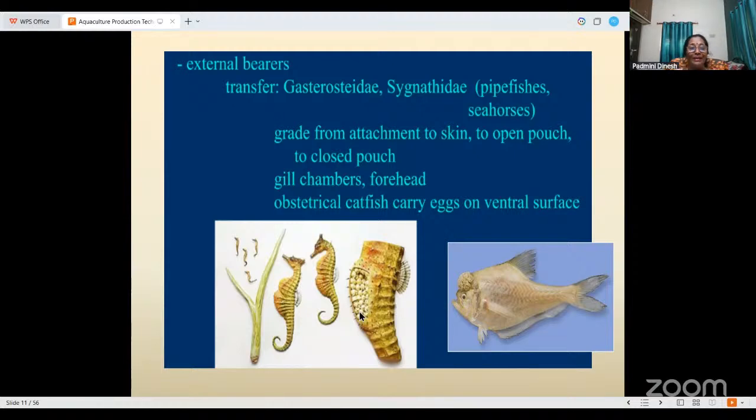The male later on takes care until the eggs are hatched. So again over here, male parenting can be seen. And again, sometimes you can also see the eggs on the forehead. The fish carries the eggs on its forehead, taking care of them, because they fear that big predators can eat them away. So these are the external bearers.